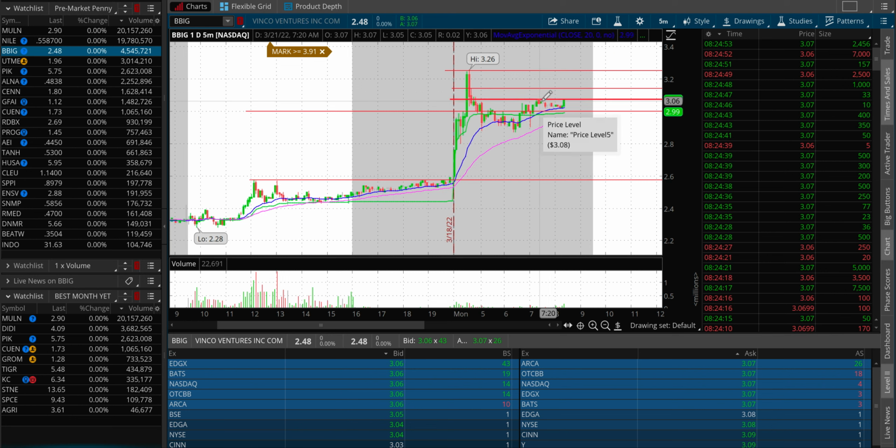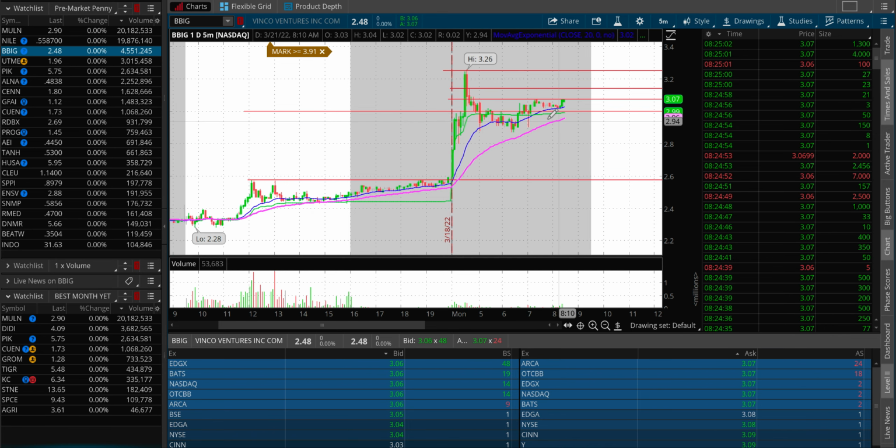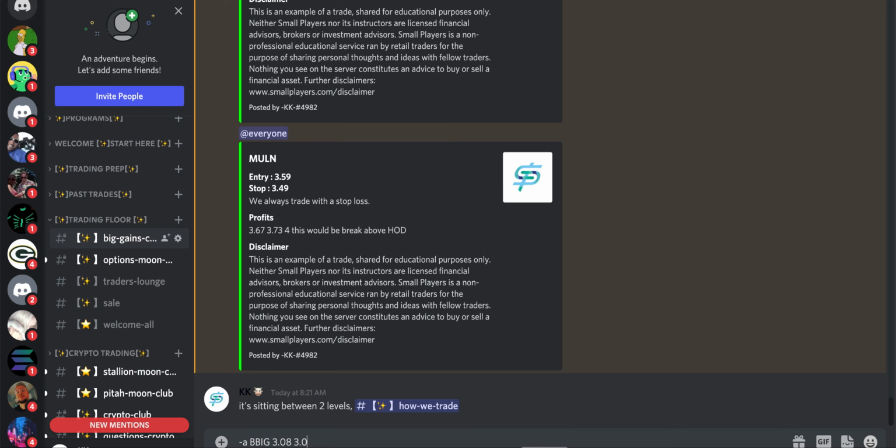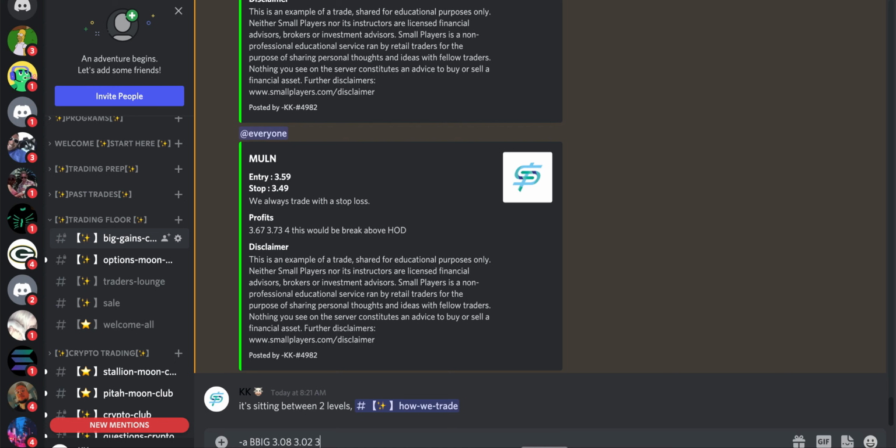And what is the high here? 307. The high here, 307. Okay, so it's building a wall on 307. So if it breaks above 307, that's a trade. What is the MA20 here? 302. Then we have 314.